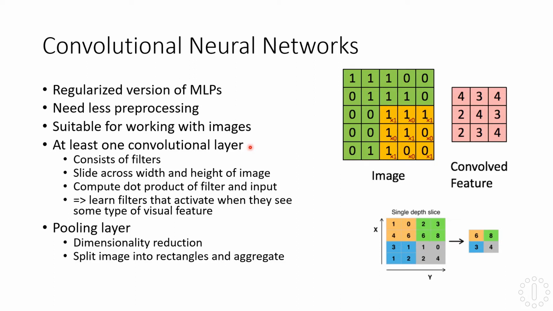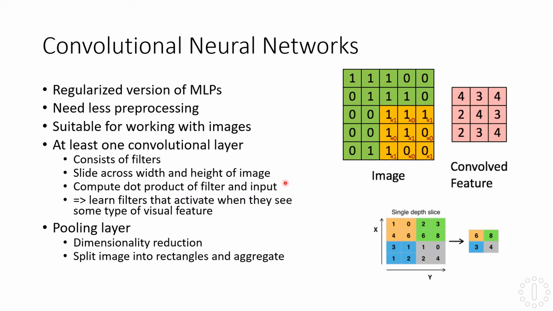So a convolutional neural network is a network that contains at least one convolutional layer. This convolutional layer is a layer whose parameters consist of filters which slide across the height and width of the image. These filters are fairly small, but they slide across the entire image, and they compute the dot product of the filter and the input.